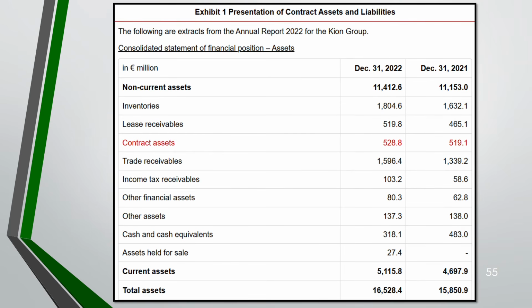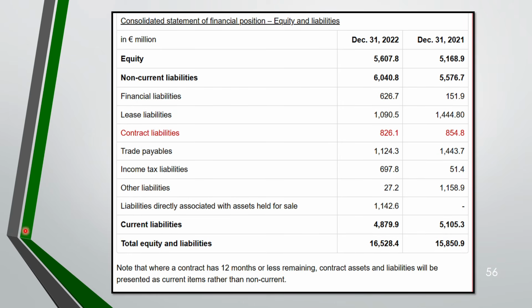Now, this is an exhibit. This is an example of how your contract asset will appear in the statement of financial position. You see your contract asset is in red after the lease receivable. It's under non-current assets, contract asset. And then if it's a contract liability, it is recognized here under your non-current liabilities. Now there is a note. If your contract has 12 months or less remaining, then your contract asset and contract liability will be presented as current rather than non-current.